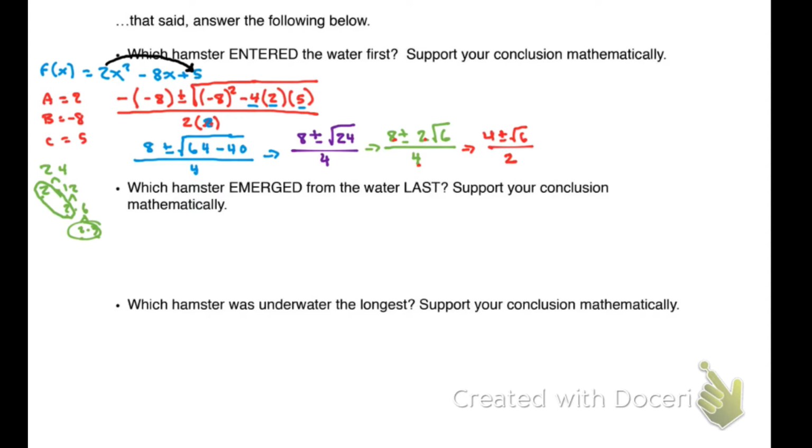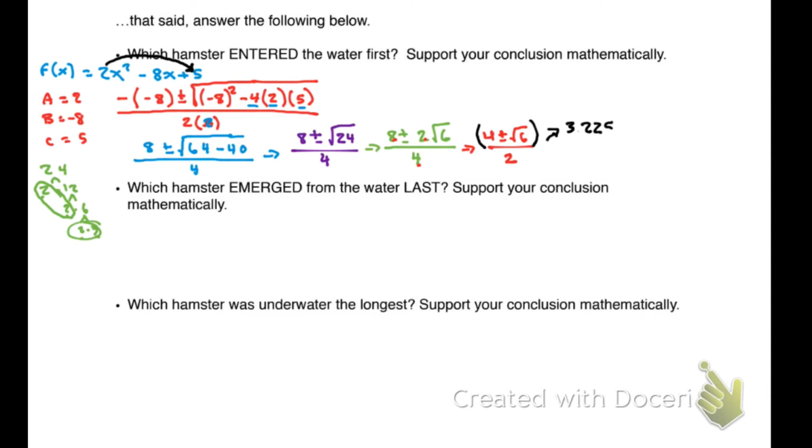So now we can go ahead and plug these into our calculator. We have 4 plus root 6 divided by 2, and we have 4 minus root 6. And remember that this needs to go in parentheses when you put it in your calculator. So for the first one, if you do 4 plus square root of 6 divided by 2, that'll give us 3.225.